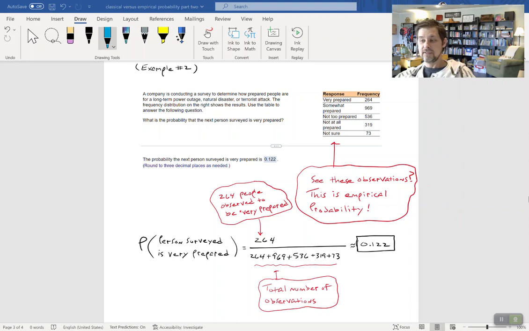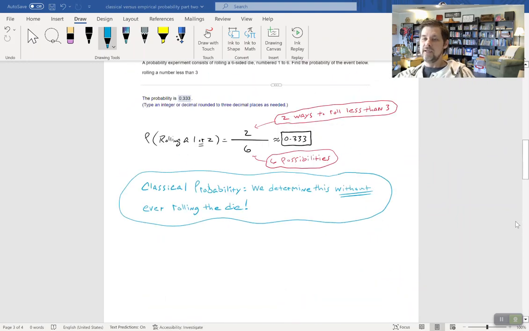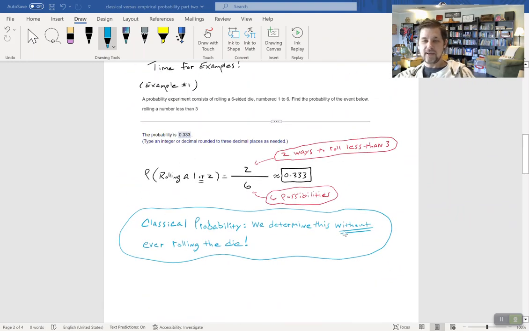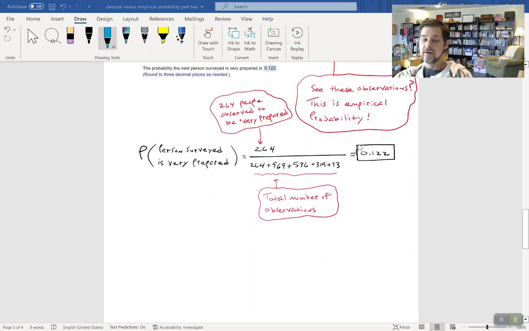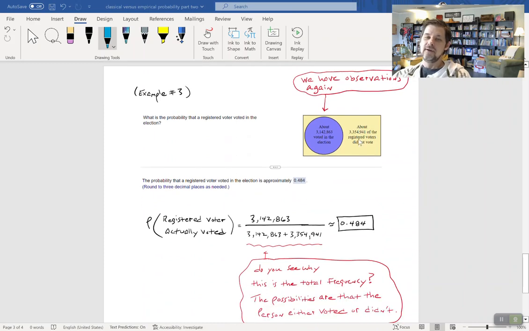So you see the difference there. One, we don't need to roll the die. We don't need to make observations. The other one is 100% based on observations, okay? There's just no way we could come up with this information without asking people, without observation, without doing a study. All right, let's look at one more.